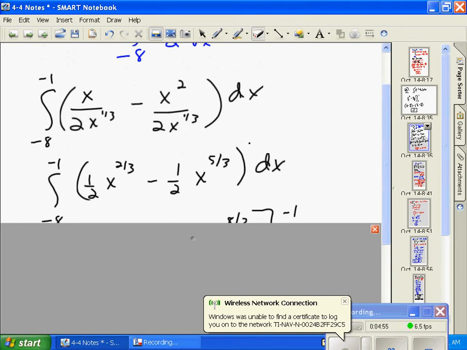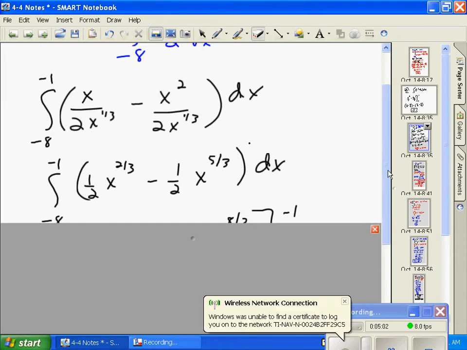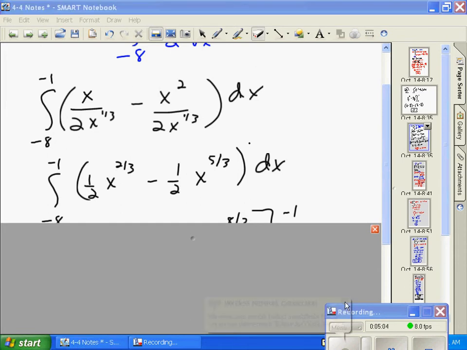Bring everything to the numerator so that I can evaluate it. So I have 1/2 x to the 2/3 minus 1/2 x to the 5/3 as my integrand.